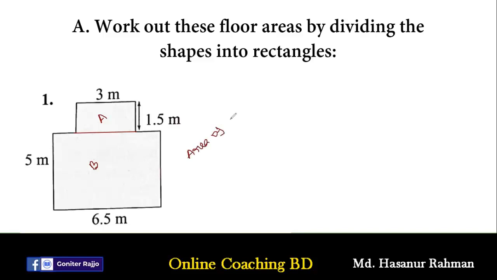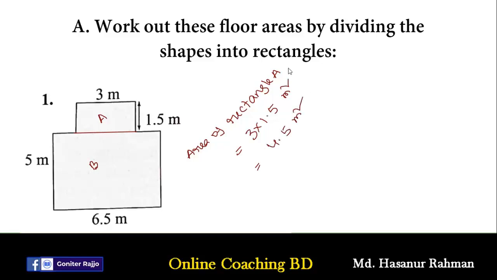Area of rectangle A equals, we know that the area of a rectangle is length multiplied by breadth. So here we can say 3 is length, 1.5 is breadth. So area of rectangle A will be 3 multiplied by 1.5. And what will be the unit? Unit should be square meter. So if we multiply 3 by 1.5, we will get 4.5 square meter.